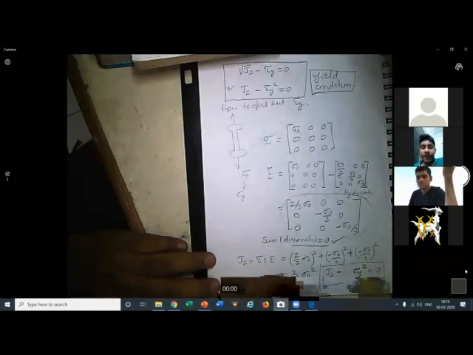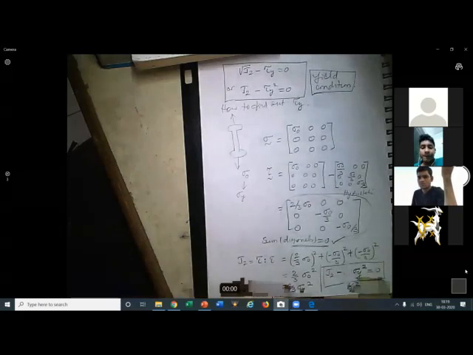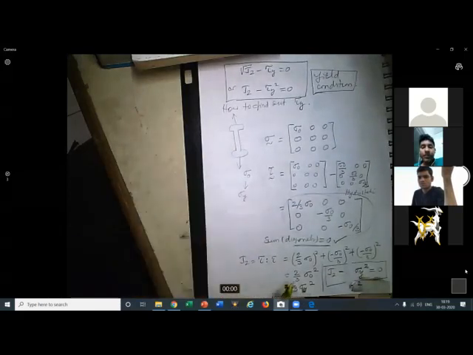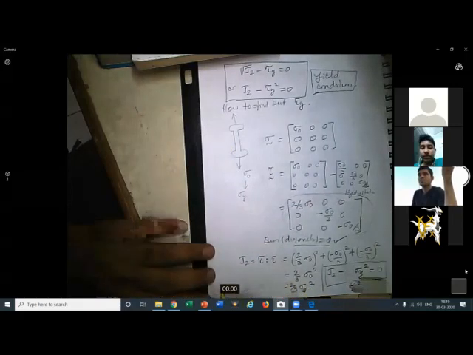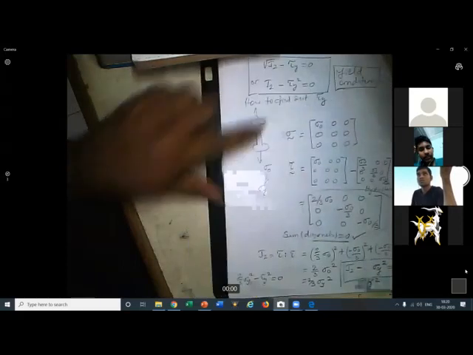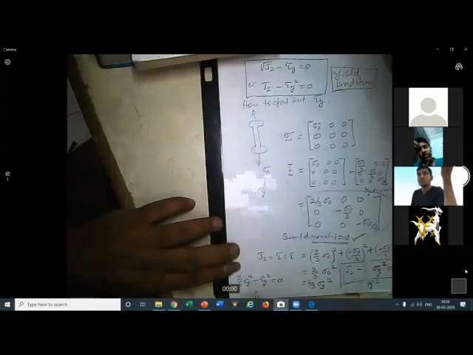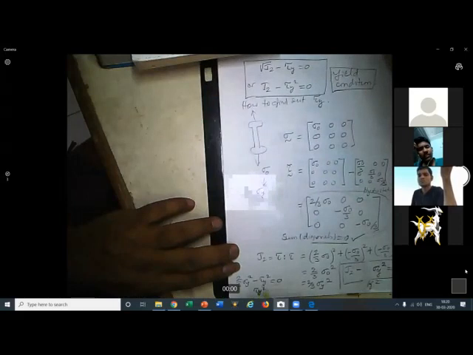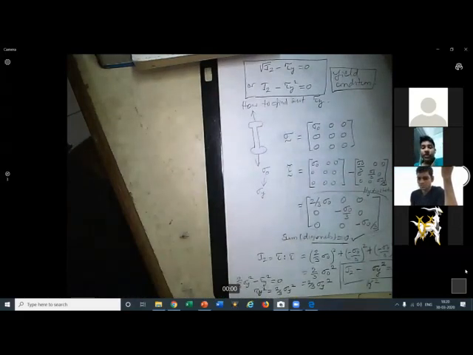Which is nothing but 2 by 3 sigma y square. Exactly. For this case alone, it is 2 by 3 sigma y square. So 2 by 3 sigma y square minus tau y square is equal to 0. Correct? Right? And therefore tau y square is equal to 2 by 3 sigma y square. Okay, we got confused between sigma and tau.